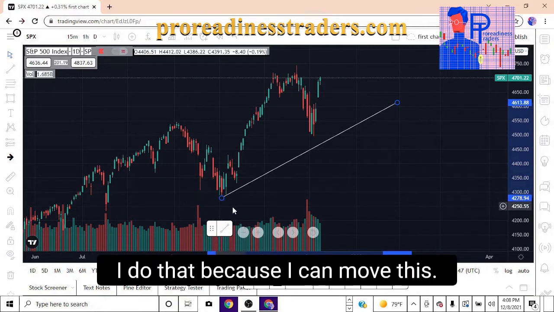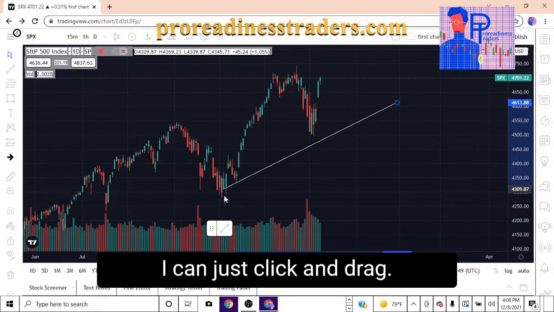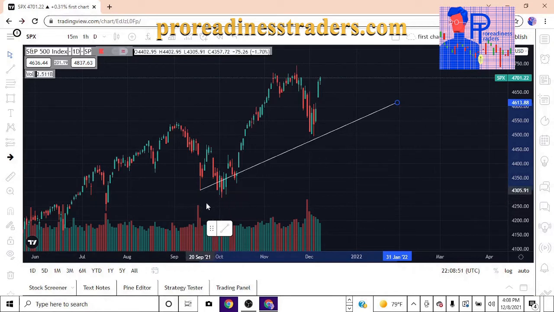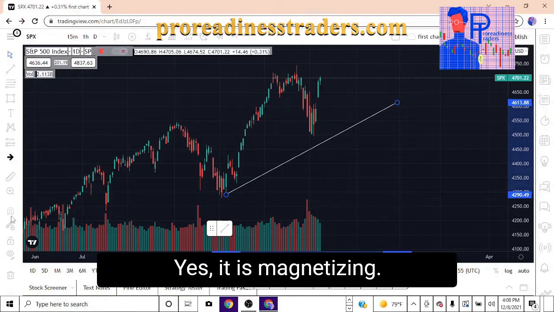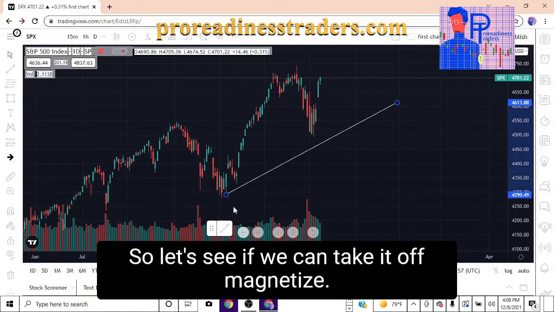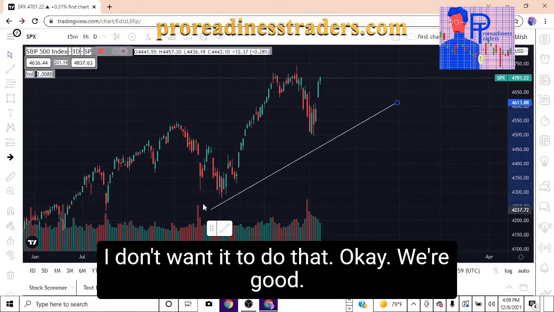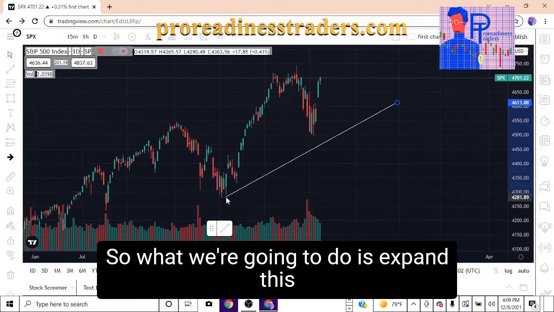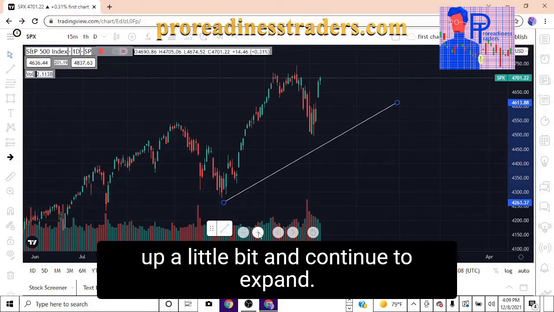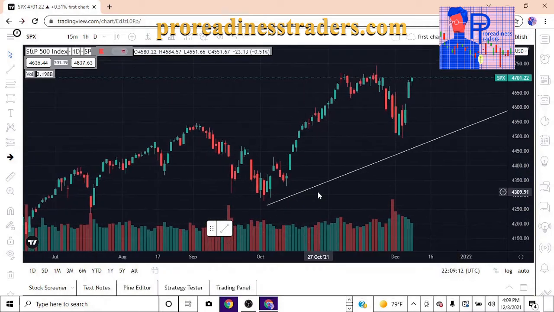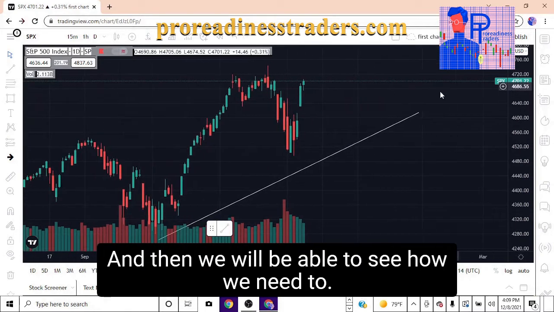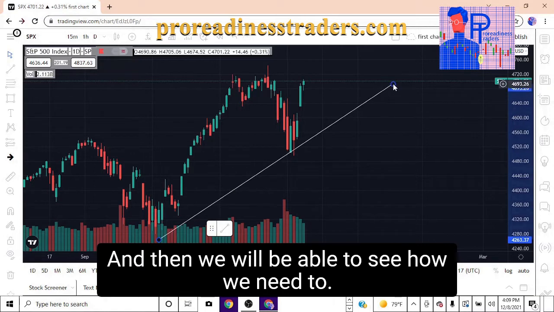I do that because I can move this. I can just click and drag. And is this magnetizing? Yes, it is magnetizing. So let's see if we can take it off magnetize. I don't want it to do that. Okay, we're good. So what we're going to do is expand this up a little bit and continue to expand.